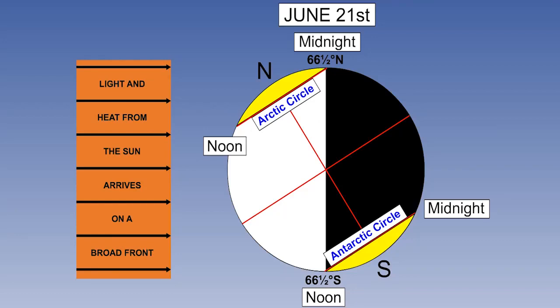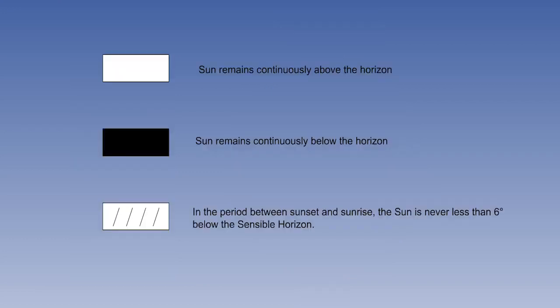We showed in an earlier lesson that at latitudes above the Arctic and Antarctic circles, it was possible to have continuous daylight or continuous darkness at certain times of the year. These symbols are used in the air almanac to indicate these phenomena. Let's look at what they mean. The first indicates that the sun remains continuously above the horizon.